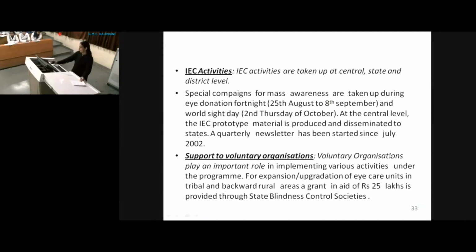IEC activities are taken up at central level, state level and district level. All the levels have to carry out these IEC activities. A special campaign for mass awareness has to be carried out during this fortnight, 25th August to 8 September, which is observed as eye donation fortnight. And World Sight Day is the second Thursday of October. At the central level, the IEC prototype material is produced and disseminated to the states. A quarterly newsletter has also been started since July 2002, and voluntary organizations also require support and can play an important role in implementing various activities under the program.